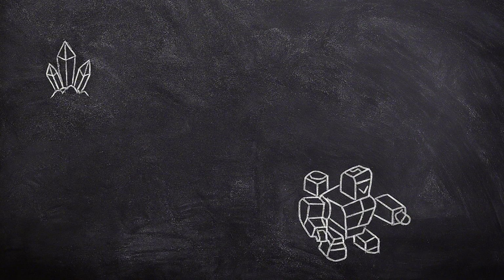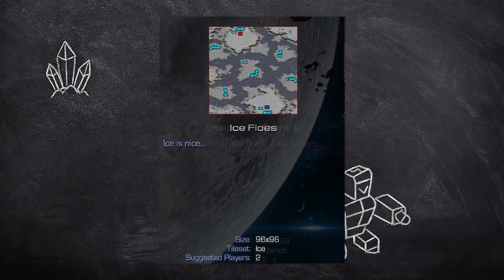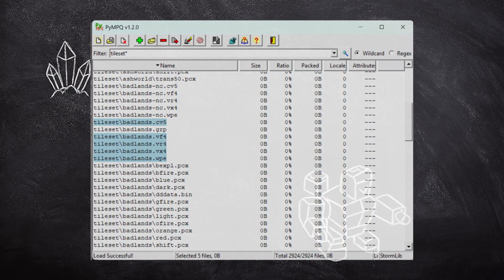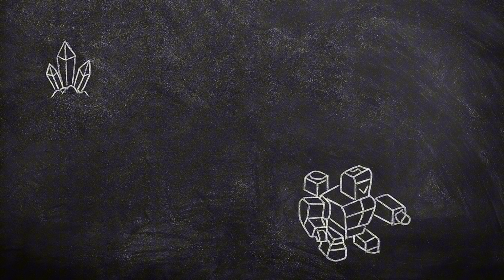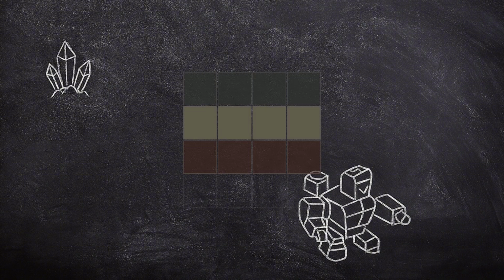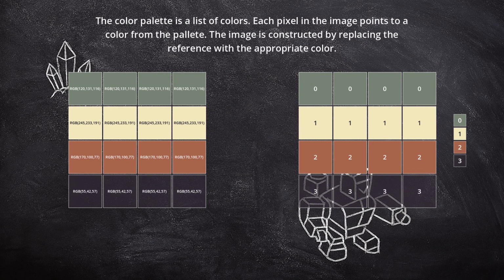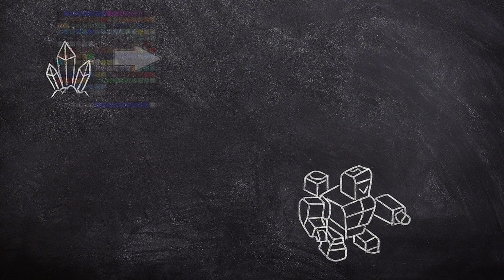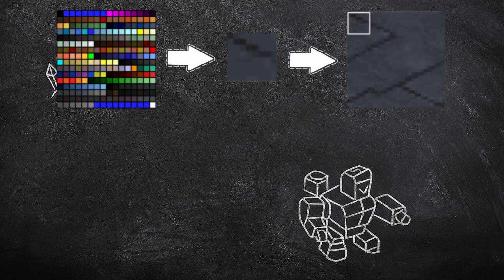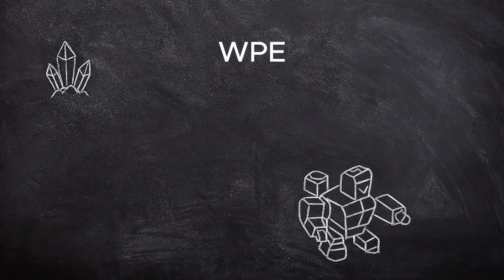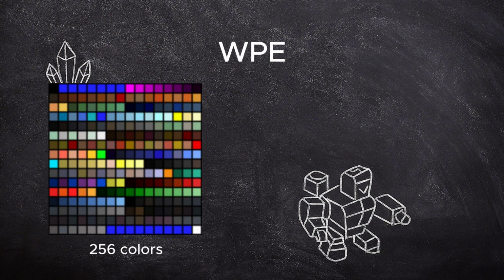StarCraft uses different tilesets, like Desert, Badlands, Ice, and Jungle, and each tileset is made up of several binary files inside the MPQ archive. To render a map, we need to parse all of the files. StarCraft stores tiles as indexed images, meaning instead of saving each pixel as red, green, blue, and alpha values, it stores a single index referring to a color from a list of colors, the palette. The tilesets are made up of mini tile images that get combined into mega tiles that get grouped together to form terrain types. The WPE file holds the color palette, exactly 256 colors.